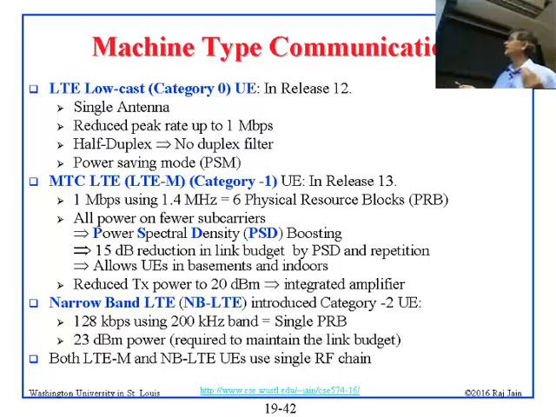Category 0 has only one antenna, cannot do any more than 1 megabit per second, does not have full duplex filter, and has a power saving mode added. So this is good for IoT.